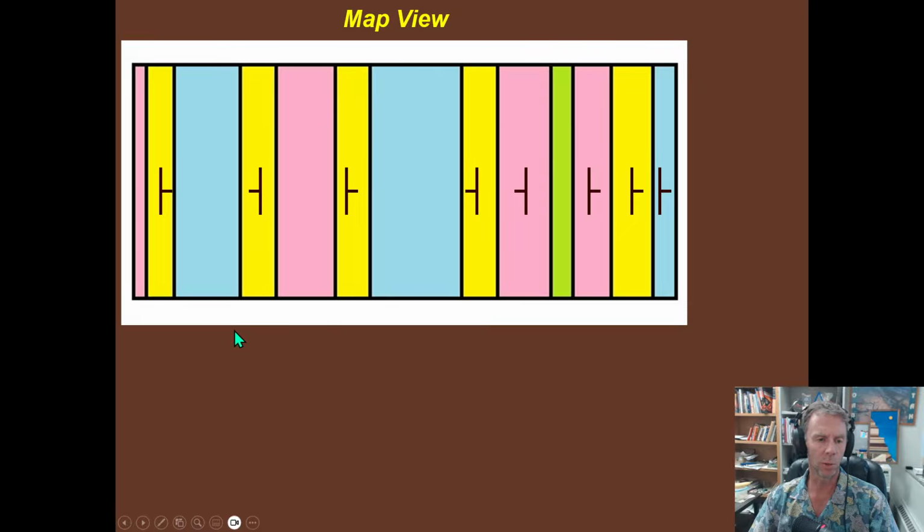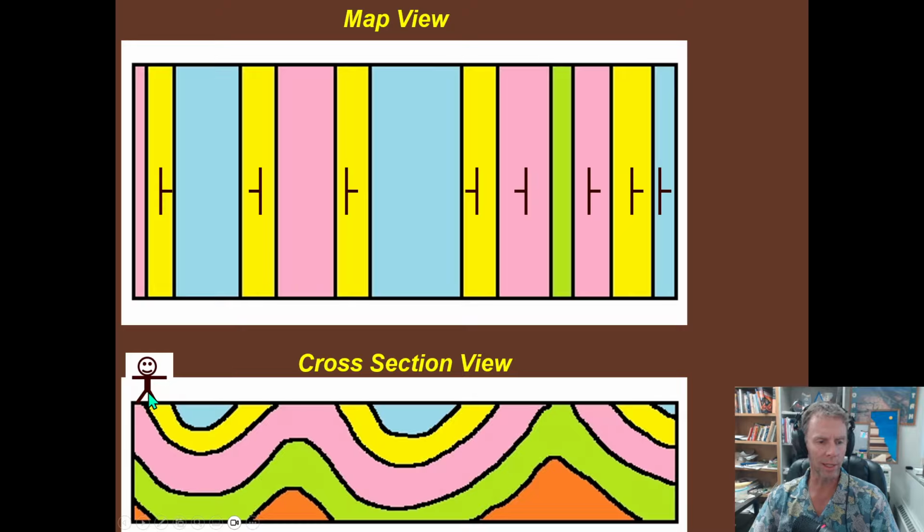So in cross section, what would this look like? Well, it would look something like this. There's our syncline, anticline, syncline, anticline. So we actually have 4 individual folds, 2 synclines, 2 anticlines. And so we have a fold train, if you will, a whole series of folds across this region.